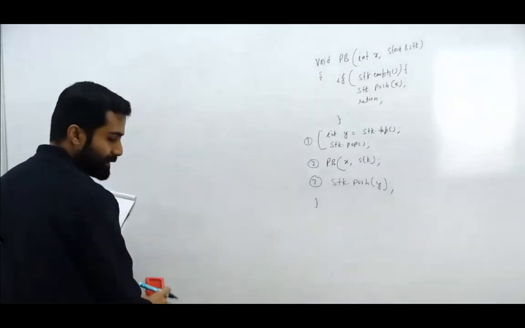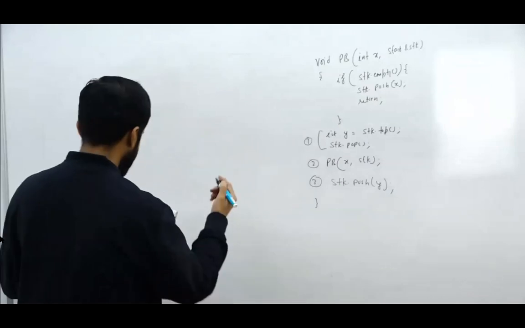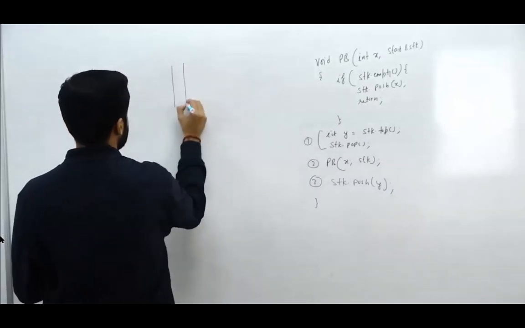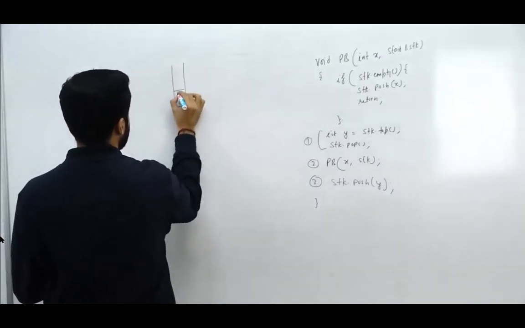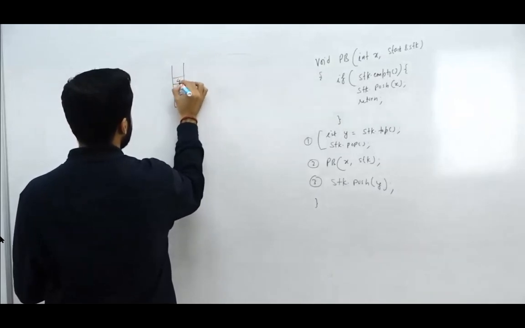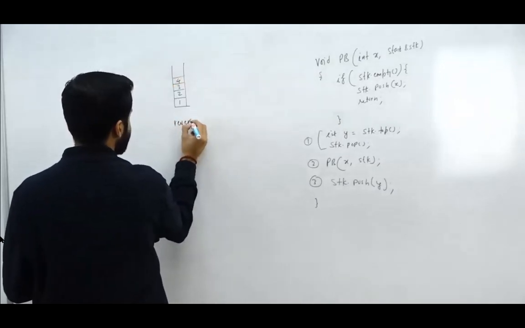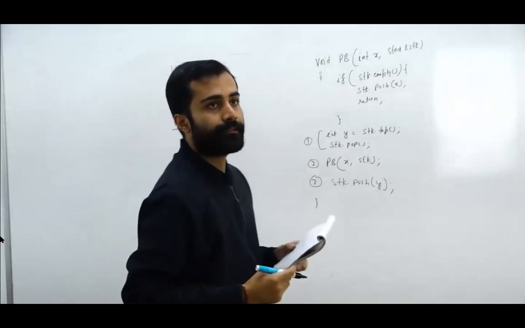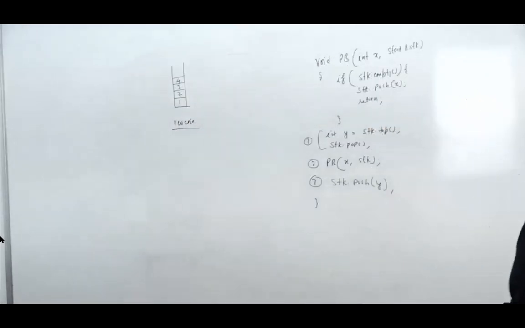Okay, let's come to the next question. The next question is that we have been given a stack. Let's say 1, 2, 3, and 4. And we want to reverse this stack. Reversing means that currently if you read from bottom to top, it is 1, 2, 3, 4. I want to reverse it so that next time when I read from bottom to top, it should be 4, 3, 2, 1. Can you do that? How?